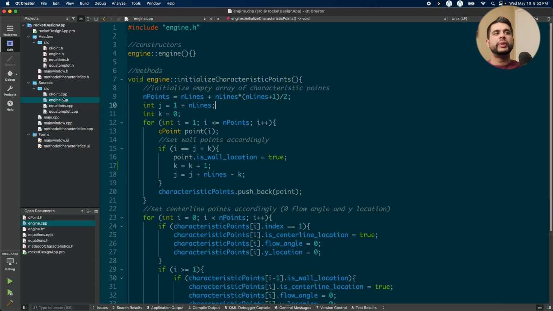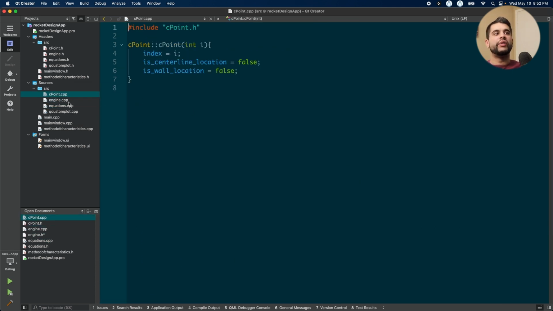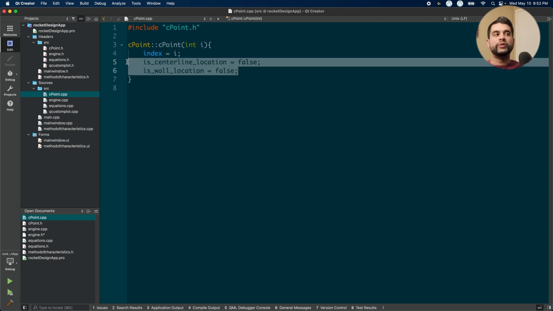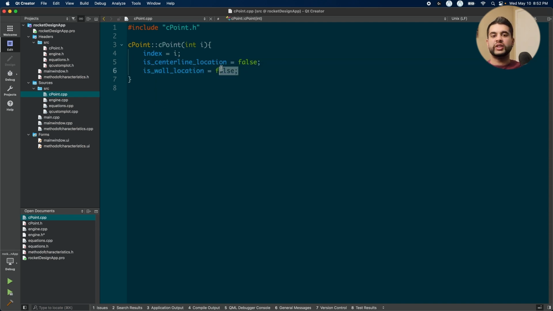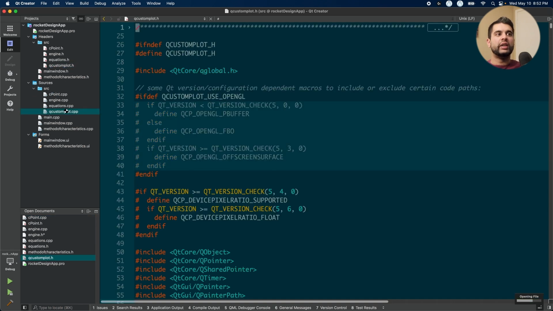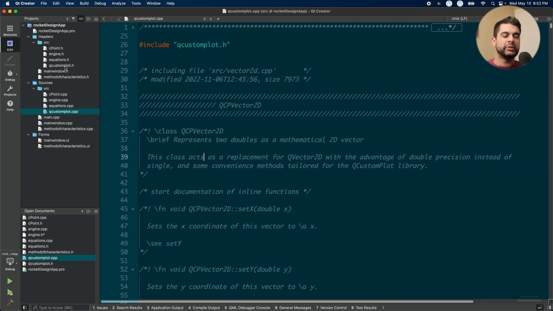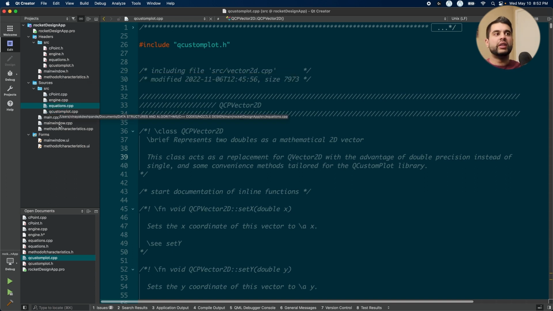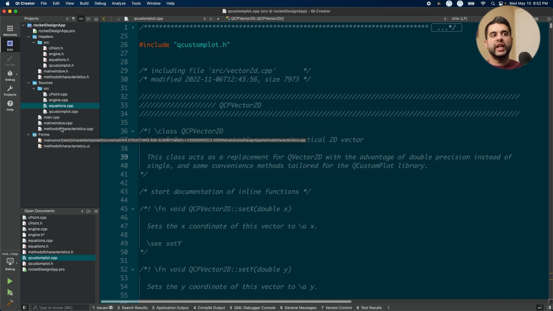So I think that should be it for the backend, right? We have my characteristic point, and then I just have my initializers. I set both to false, wall or centerline, because I don't know yet, right? I need to actually check for it. So initially make them false. For Q custom plot, now this you can get from online. That just plots my results. It's specific to C++, so I won't explain it here. I will show you in the app how I use it. Okay, let's move on to the rest of the app.